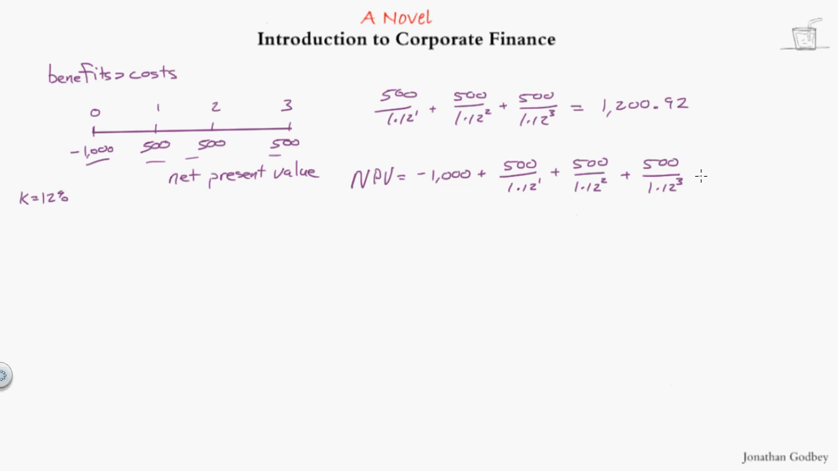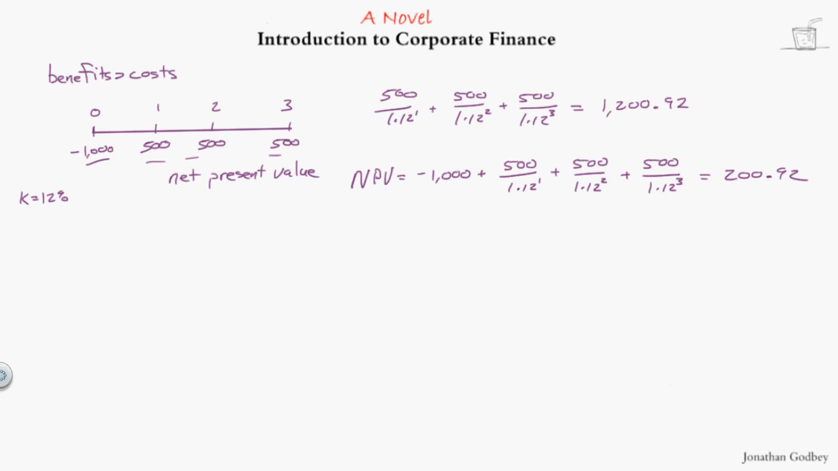The net present value in this case is $200.92. So if we do this project, we've increased the value of the firm by $200.92. That's an important point I want you to get. Doing this project increases the value of the firm by $200.92. And our goal is to maximize shareholder wealth. So by doing this project, we are increasing shareholder wealth. And if this is the only project we have a chance to do, we're maximizing shareholder wealth.